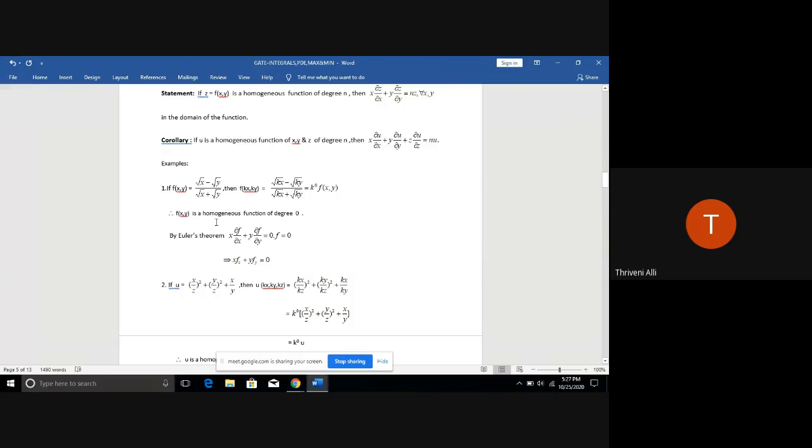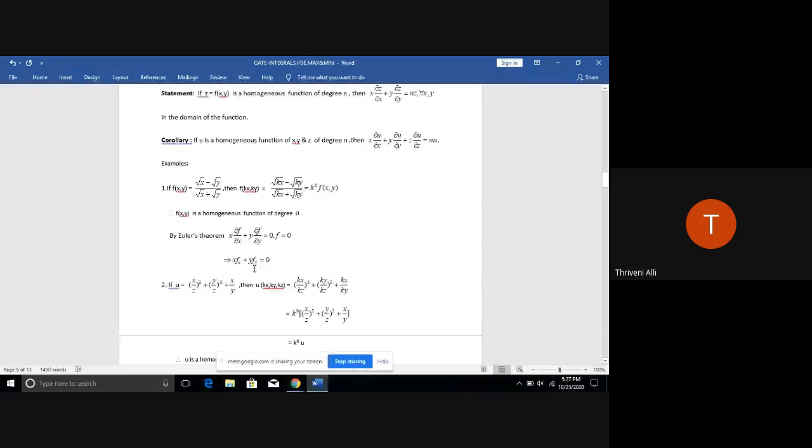So by Euler's theorem, we also find x ∂f/∂x + y ∂f/∂y = nf. So what is n here? 0. 0 into f is 0. Also, the notation for this left side term is x fx + y fy = 0.